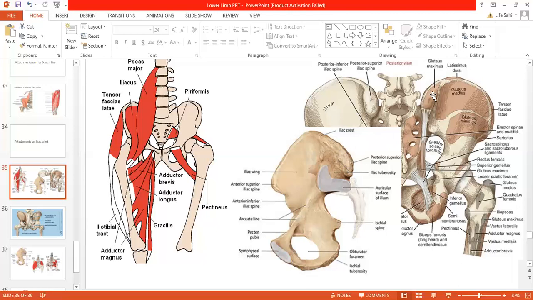The lateral slope of the dorsal segment provides attachment to the gluteus maximus. Here you can see the attachment of gluteus maximus in this diagram. The medial slope provides attachment to the erector spinae muscle. Erector spinae, again, the name is self-explanatory, is one of the deepest muscles of the back and is related with the movement of the vertebral column.